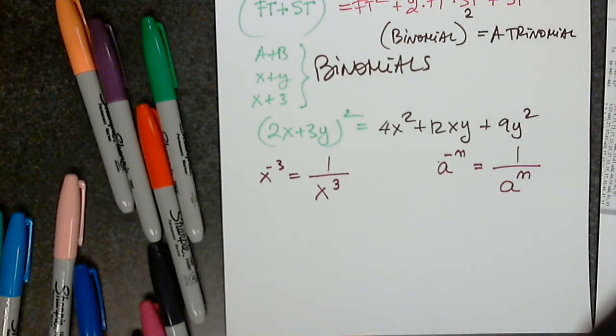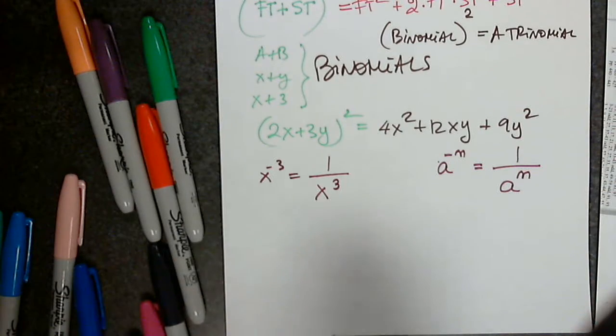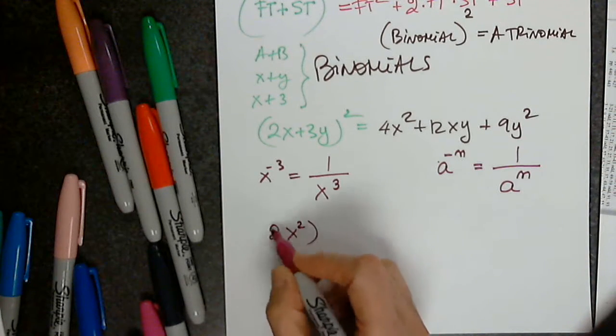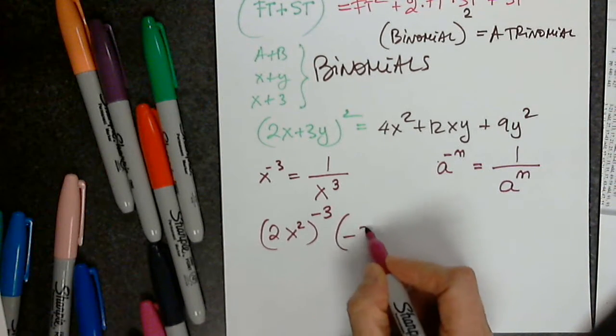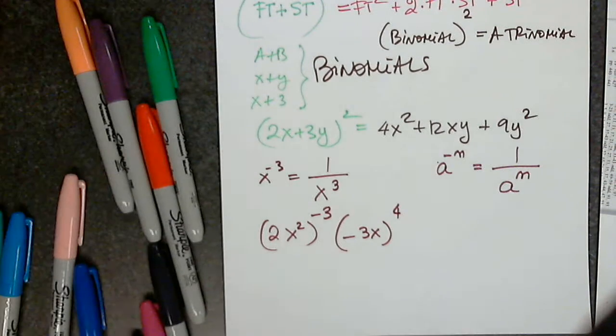So, question about B. Which one? B, as in boy? Yes. Okay, so 2x squared, everything to negative 3, negative 3x to the fourth power. Yep. Very good.